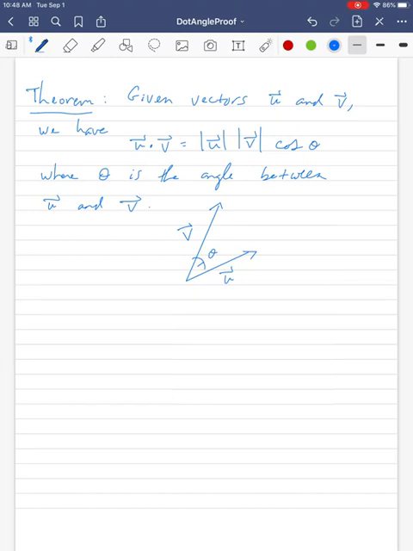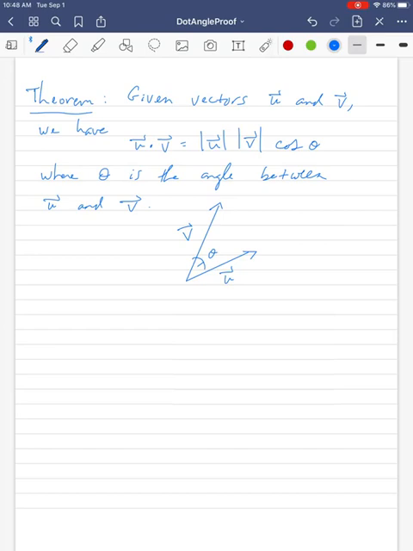So I want to give a little argument for why this very important theorem is true. Why is it that the dot product captures so much about length and angle? Here's the diagram that we have of a vector u and a vector v, and there's an angle theta that sits between them.